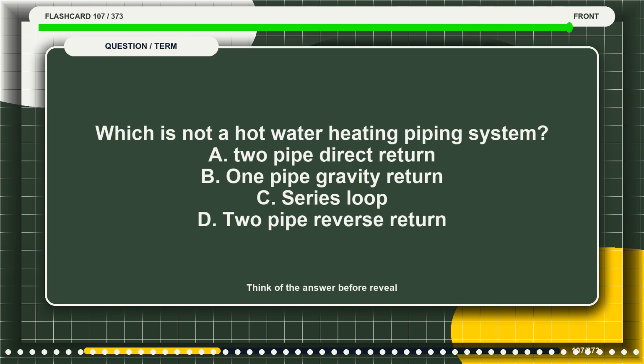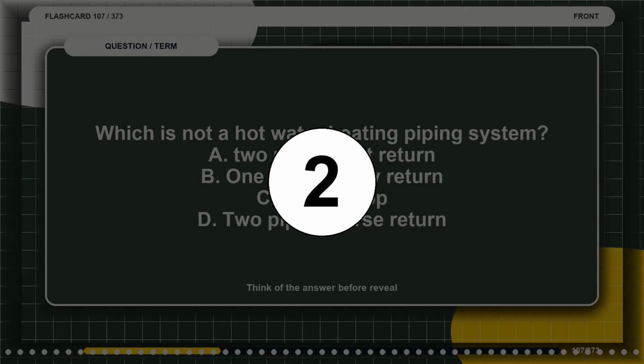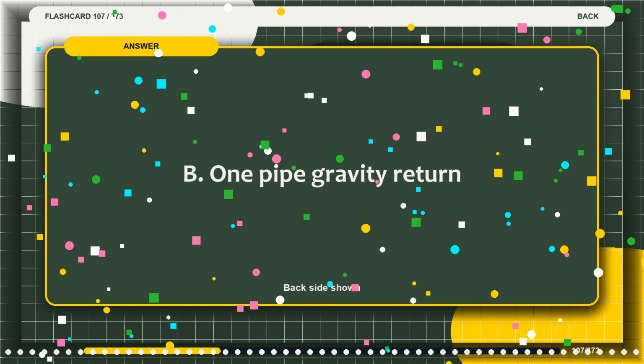Flashcard 107. Which is not a hot water heating piping system? A. 2-pipe direct return. B. 1-pipe gravity return. C. Series loop. D. 2-pipe reverse return. Think of the answer before the reveal. The answer is B. 1-pipe gravity return.